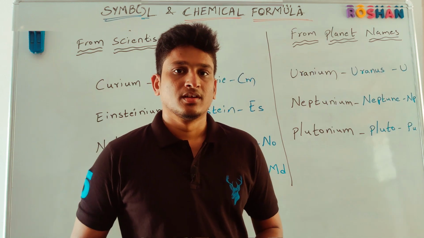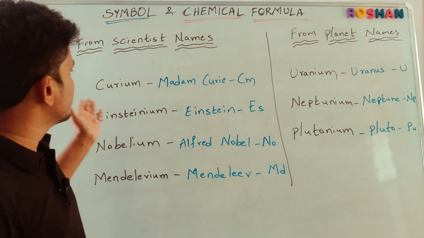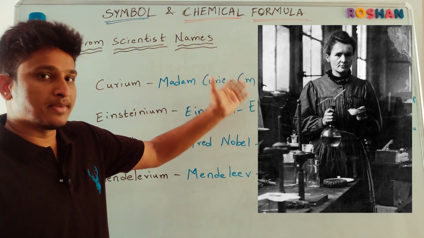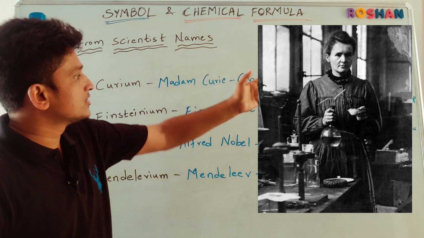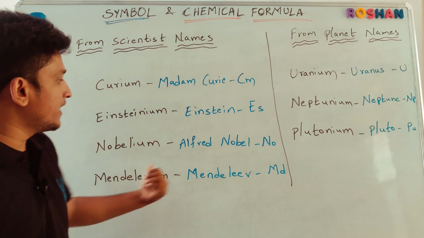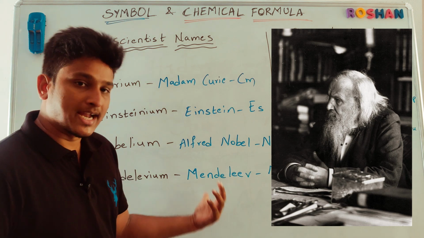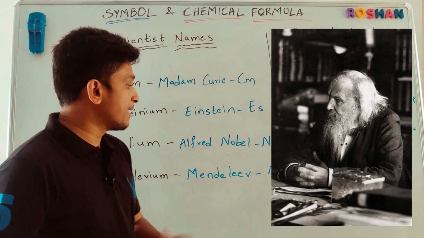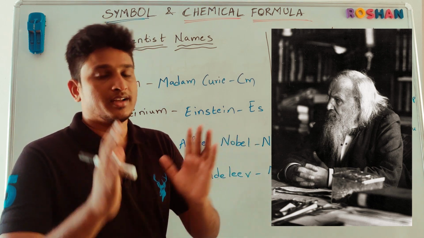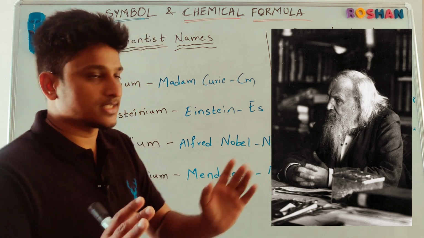Let's see the elements which are named after scientist names and planet names. Curium is based on the great scientist Madame Curie, who did experiments on radioactive elements, mainly radium. So Cm. Einsteinium, Albert Einstein, the symbol is Es. Nobelium, Alfred Nobel, the symbol is No. Mendelevium, the scientist name is Mendeleev and the symbol is Md. Dmitri Mendeleev is a Russian chemist. He is the one who classified the elements in the periodic table, students, and his periodic table almost resembles the modern periodic table. We'll discuss that in that chapter.